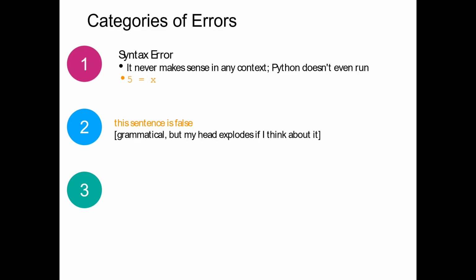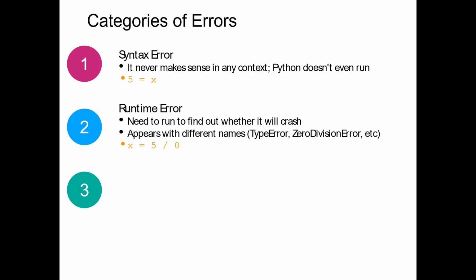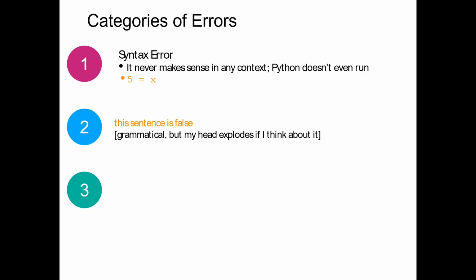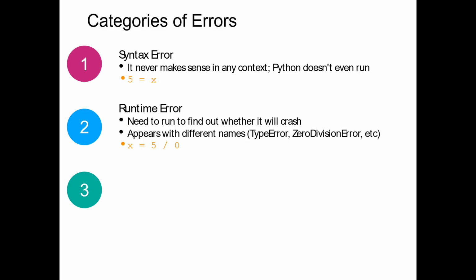A runtime error. A runtime error is something that we don't recognize is incorrect until we try and do it, or until we think about it. We can look at the grammar and say it's fine, but only when we try and do it is there a problem.